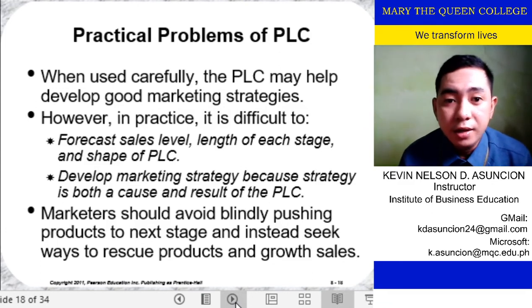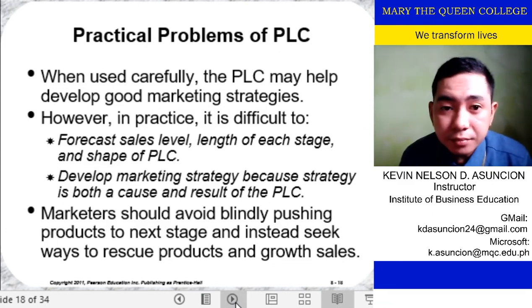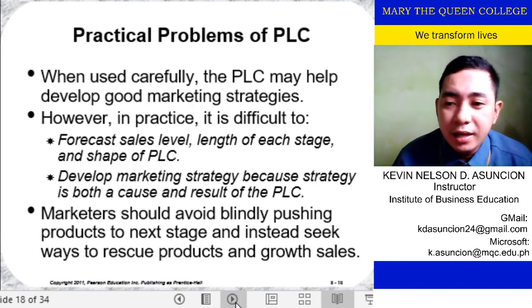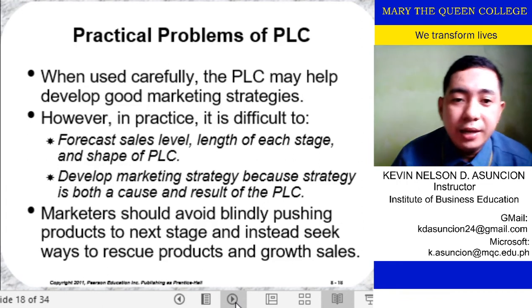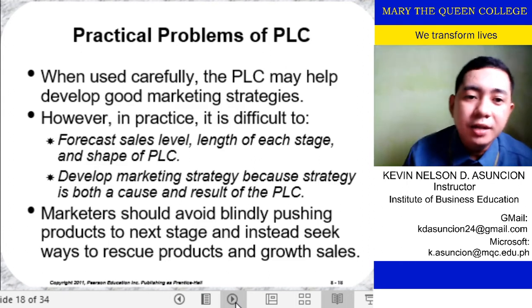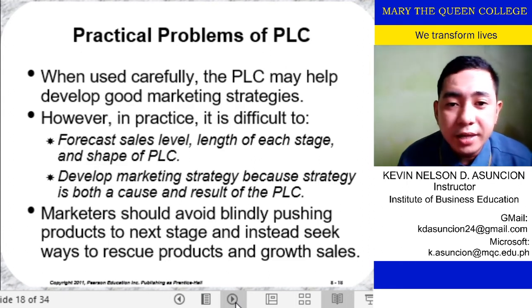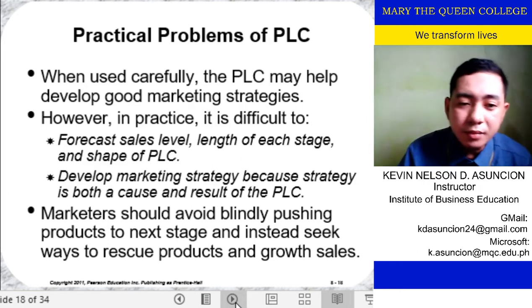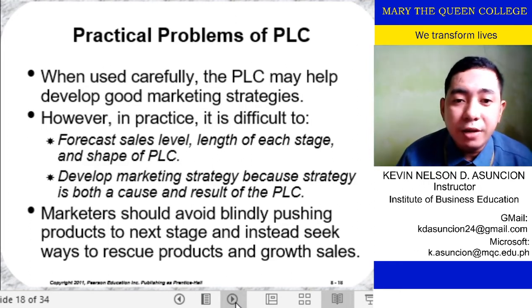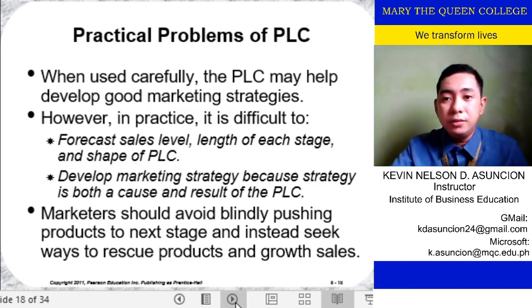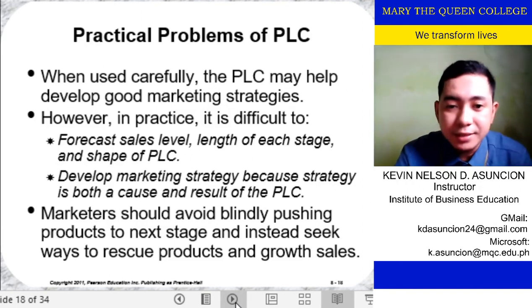You get to see ano yung position mo sa market, saan ka na. Then, however, in practice, it is difficult to forecast sales level, length of each stage, and the shape of product life cycle. And you develop market strategies because the strategy is both a cause and a result of the PLC. No? Then marketers should avoid blindly pushing products to the next stage and instead seek ways to rescue products and grow sales. So nakikita mo, you have the picture now what to do next.